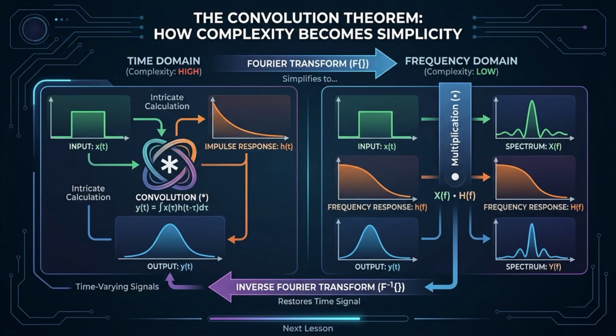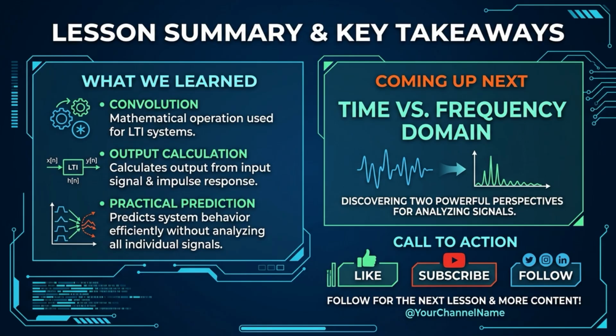In the next lesson, we will see how convolution in the time domain becomes multiplication in the frequency domain, dramatically simplifying system analysis. In this lesson, we learned that convolution is the mathematical operation used to calculate the output of a linear time-invariant system from its input signal and impulse response. We also saw how convolution provides a practical way to predict system behavior without analyzing every possible signal individually. In the next lesson, we will explore time versus frequency domain and discover how signals can be viewed from two different but equally powerful perspectives.